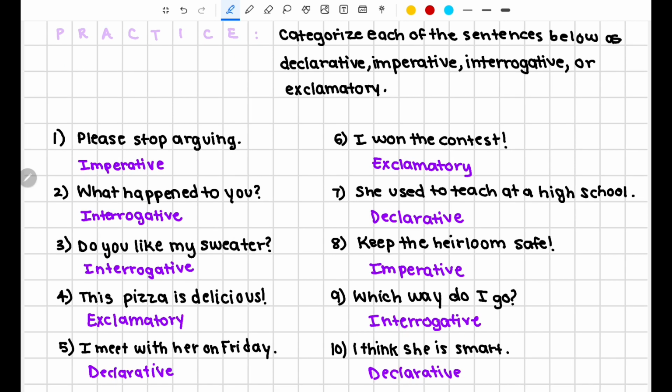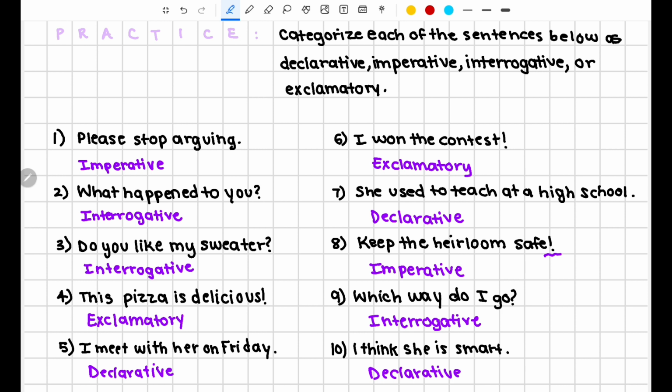The answers are now displayed on the screen. Remember that declarative sentences declare a statement. They end with a period. They just make a statement. Imperative sentences give a command or a request. Some of them end with periods, while others, as you can see, can also end with exclamation points.